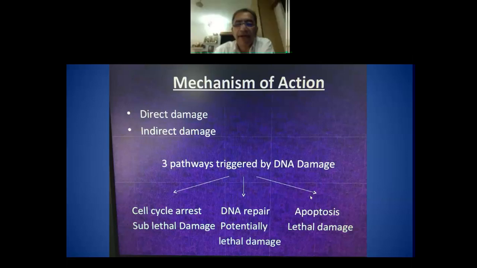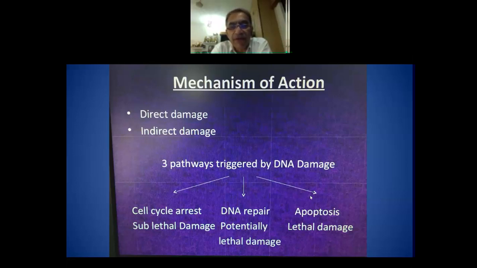I'm not sure how many of the postgraduates who have logged in have a basic knowledge about the physics and biology involved with radiotherapy. Unless there is a basic understanding of physics and biology, it's very difficult to understand how radiation works and how technology has improved over the last 25, 30 years.